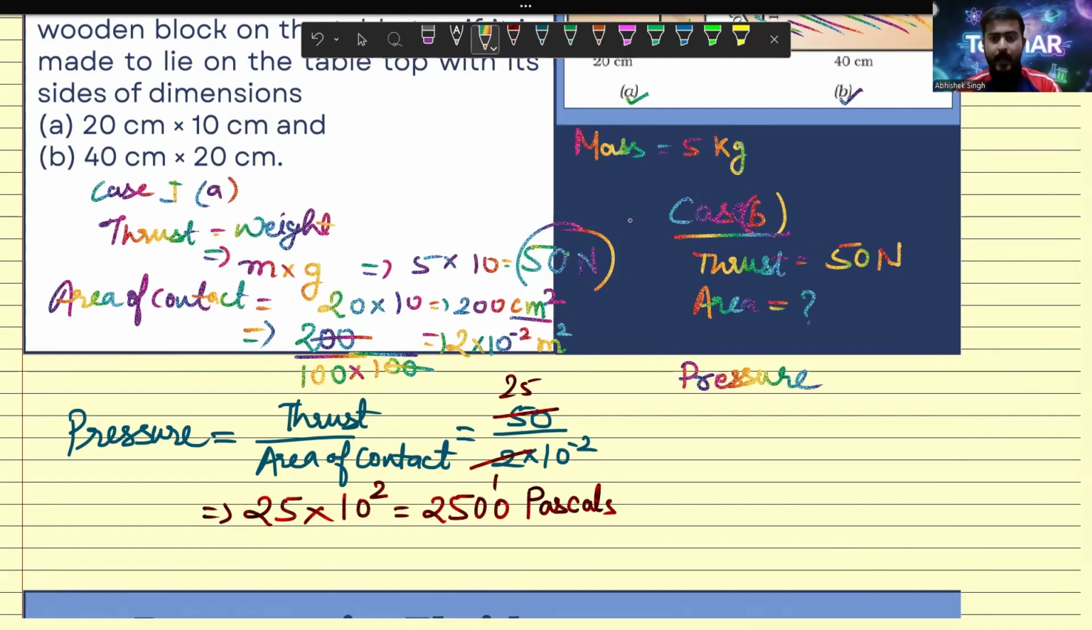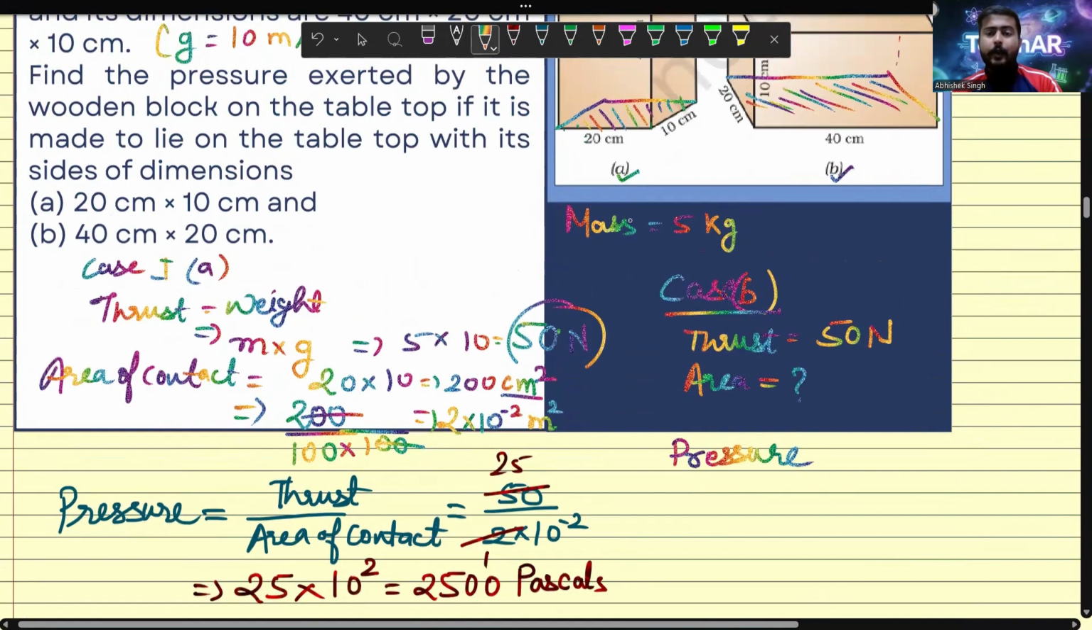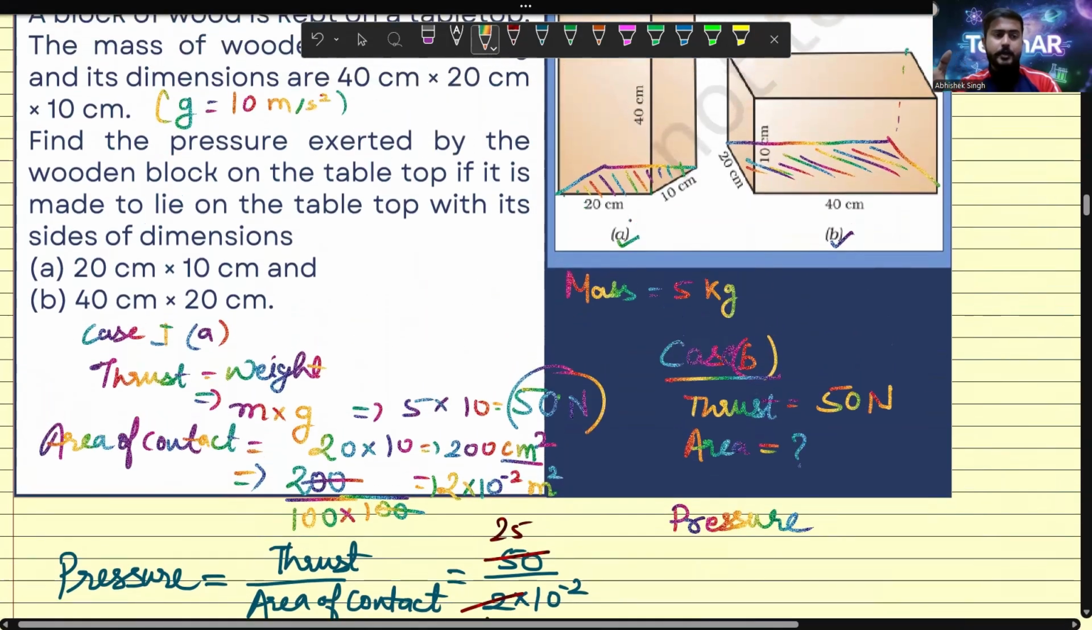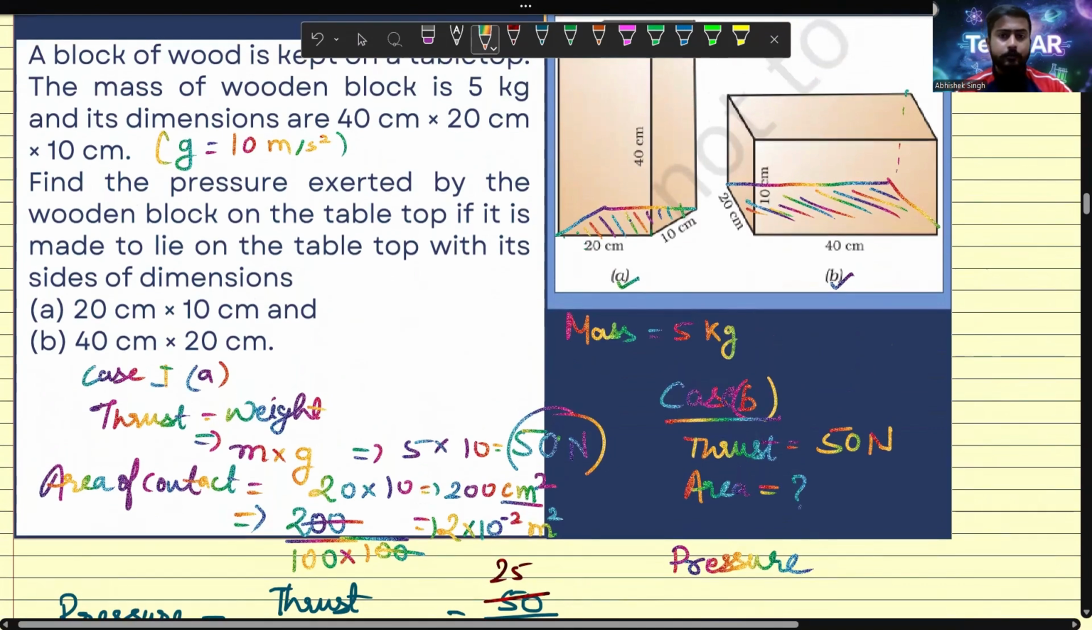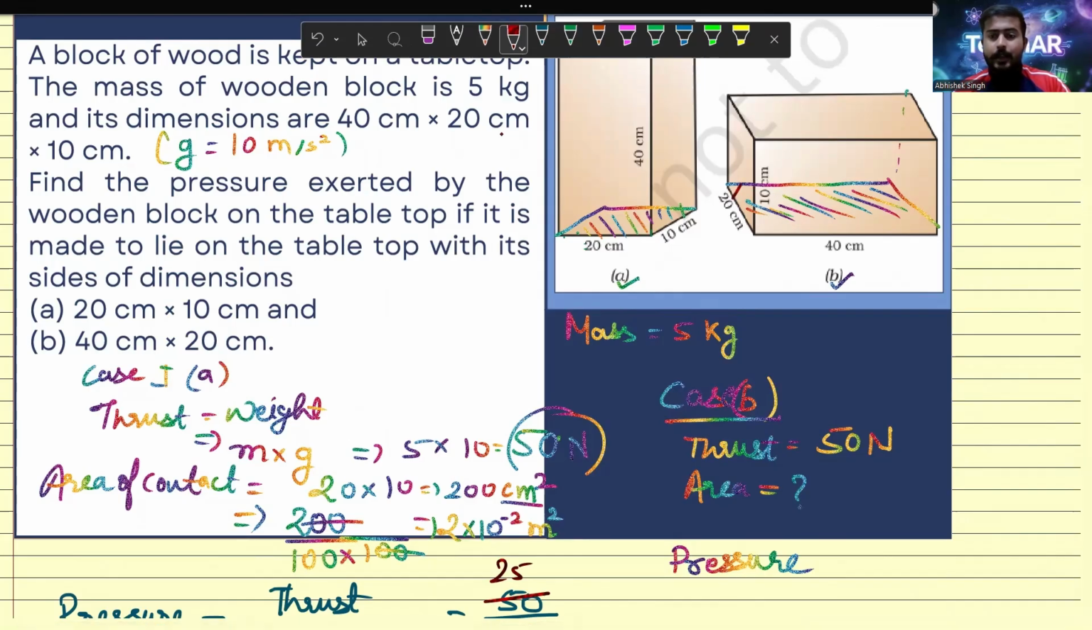Getting it? Now, if this question appears in objective type question, what do you think? Which area is greater? I could say that the area of contact in figure B seems to be greater because this is a rectangle. 40 multiplied with 20, the area is 800 centimeters square. So this area is bigger.